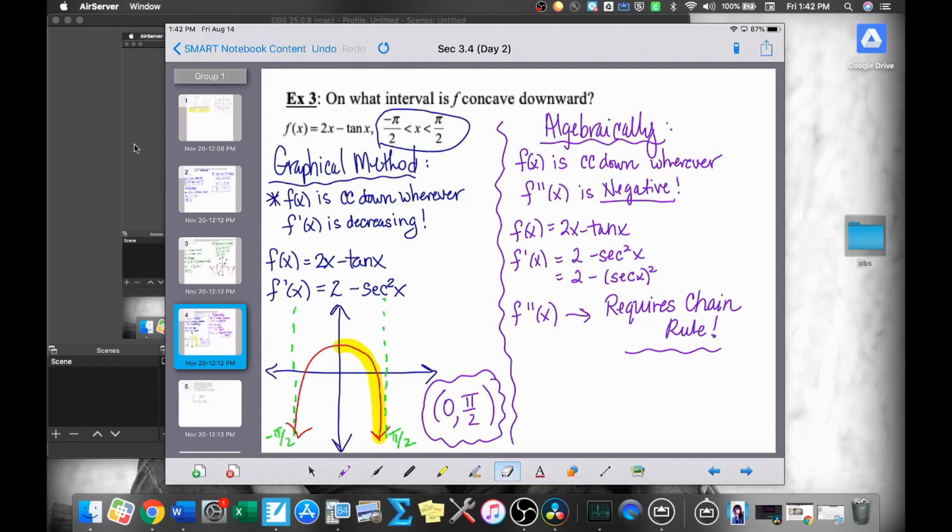But just so you know, you do get the same result. You end up with the interval from 0 to pi over 2 as being negative. And so by the algebraic method, you would get the same answer as you would get by the graphical method.